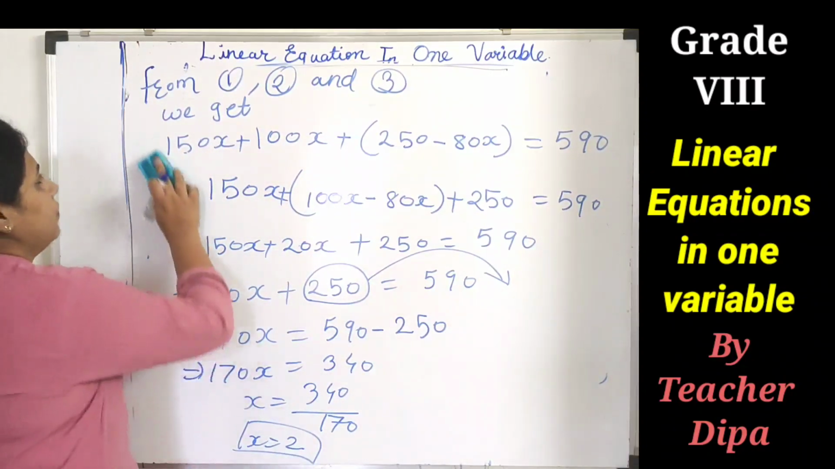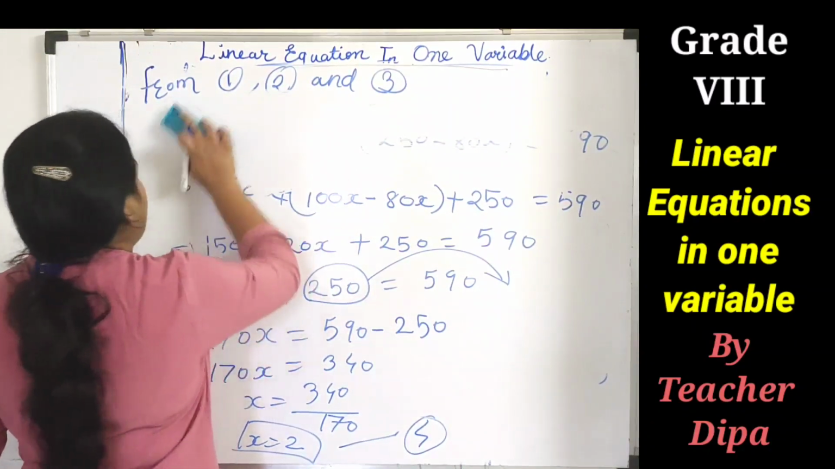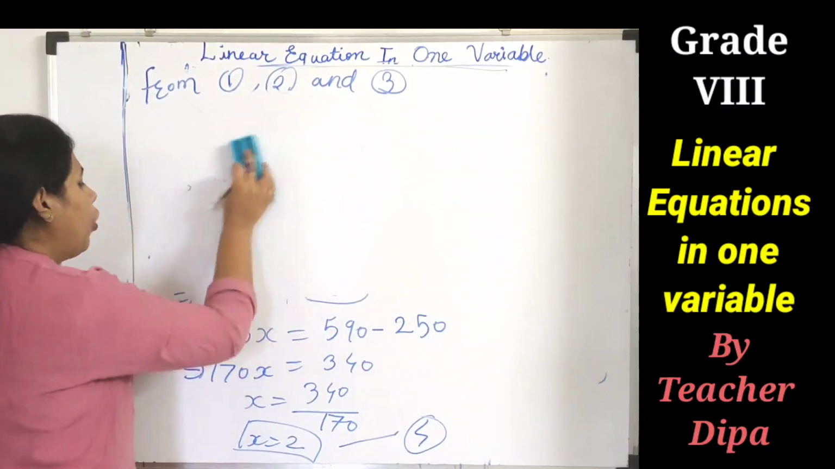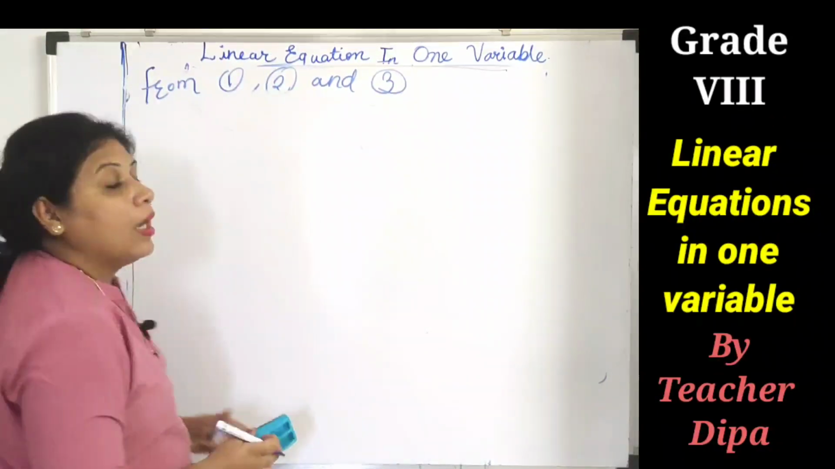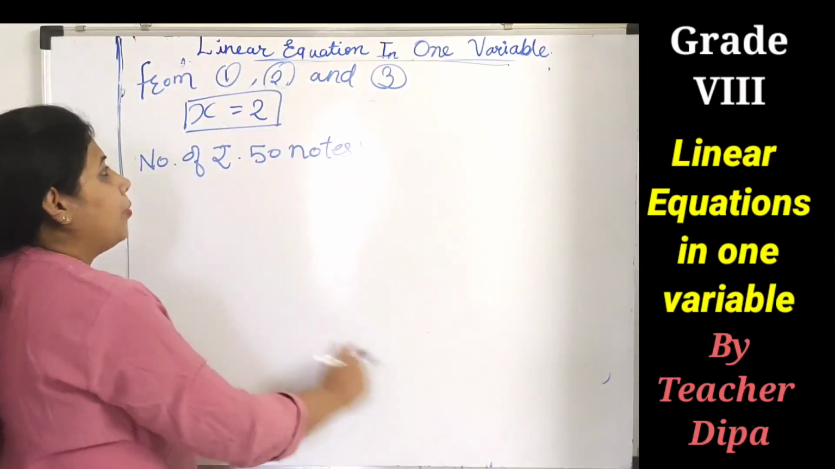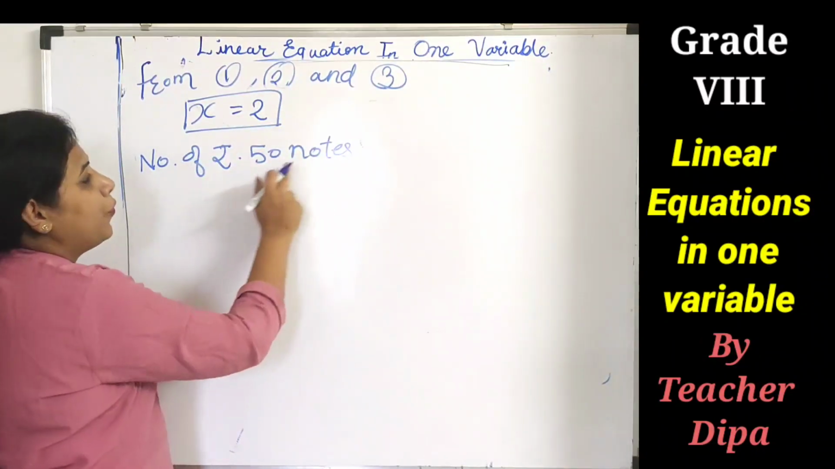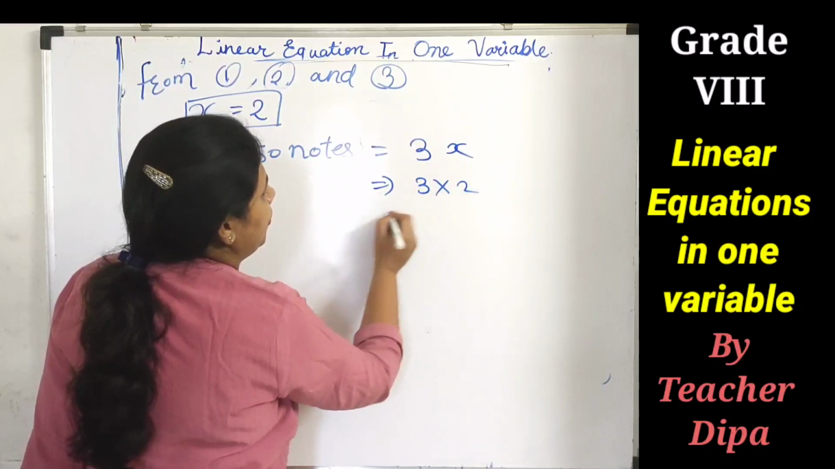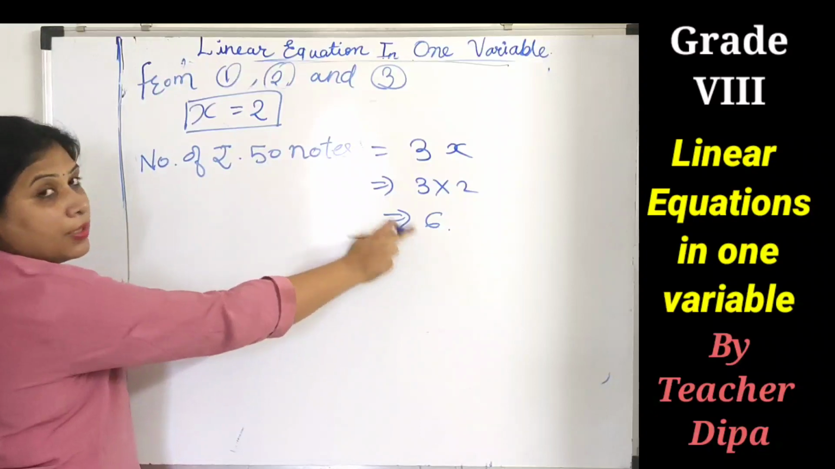So now this I am writing as equation 4. Now the question is how many notes she is having of 50, 20 and 10. Okay, how many notes of 50, of 20 and 10 she has. Now from equation 4 we got x's value 2. Now from which number of rupees 50 notes is equal to, as we know, 3x, so it will be 3 into 2, so is equal to 6. So the number of rupees 50 notes is 6.